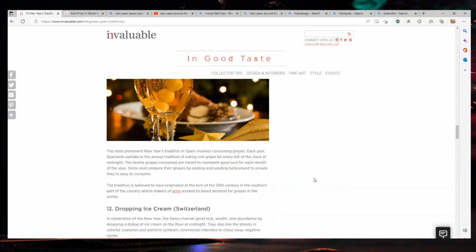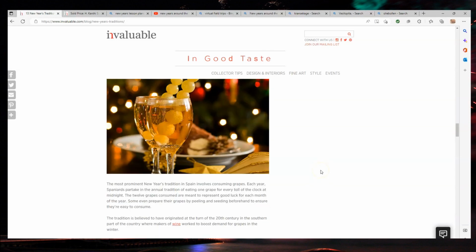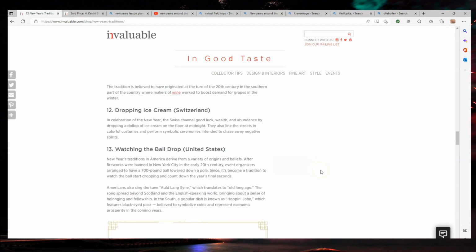Consuming grapes in Spain. The most prominent New Year's tradition in Spain involves consuming grapes. Each year, Spaniards partake in the annual tradition of eating one grape for every toll of the clock at midnight. The 12 grapes consumed are meant to represent good luck for each month of the year. Some even prepare their grapes by peeling and seeding beforehand to ensure they're easy to consume. The tradition is believed to have originated at the turn of the 20th century in the southern part of the country, where makers of wine worked to boost demand for grapes in the winter. I love grapes. That is an awesome tradition in Spain.